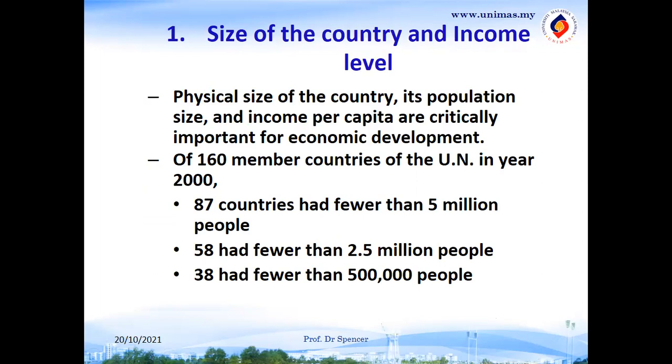The physical size of the country, its population size and income per capita are critically important for economic development. Right? So of the 160 member countries of the United Nations in the year 2000, for example, 87 countries had fewer than 5 million people, right? Sikit. And 58 had fewer than 2.5 million people. 38 countries had fewer than 500,000 people. Right? So a lot of diversification in terms of the size of the country.